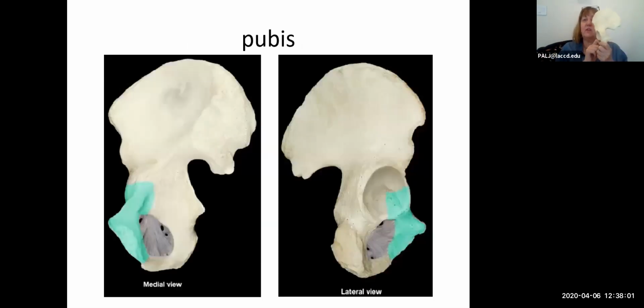The next place we're going to go to is the pubis. So let's put that greater sciatic notch posteriorly. Now we are going to find the most anterior part, the part I'm holding onto right now. That is the pubis, also known as the pubic bone. So that's that part right there. The good news is there are no landmarks of the pubis for us to learn. So we're done with the pubis.